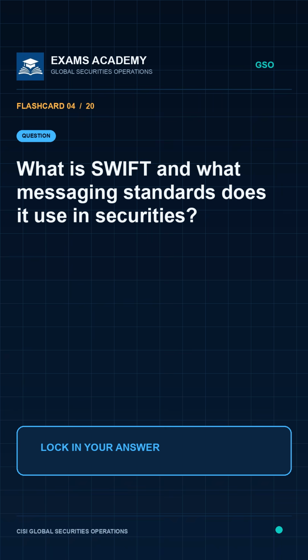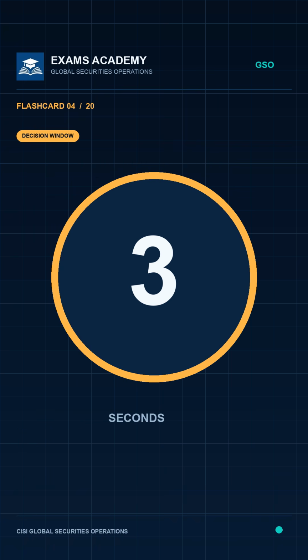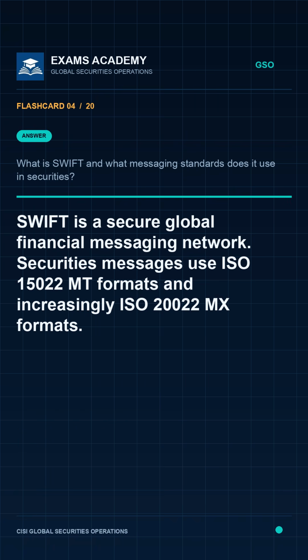Question 4. What is SWIFT and what messaging standards does it use in securities? Answer. SWIFT is a secure global financial messaging network. Securities messages use ISO 15022 MT formats and increasingly ISO 20022 MX formats.